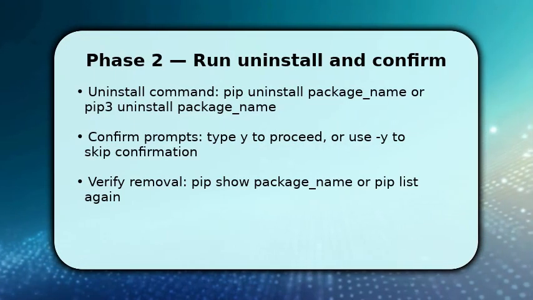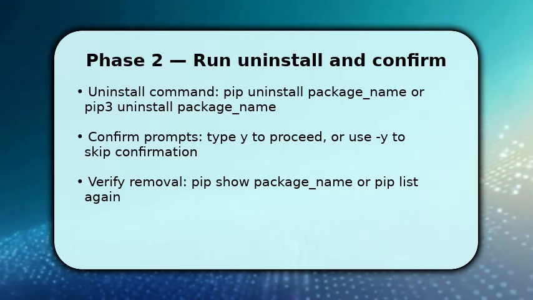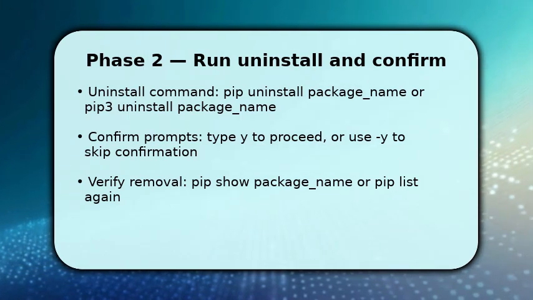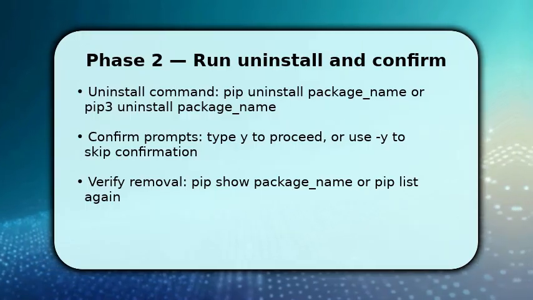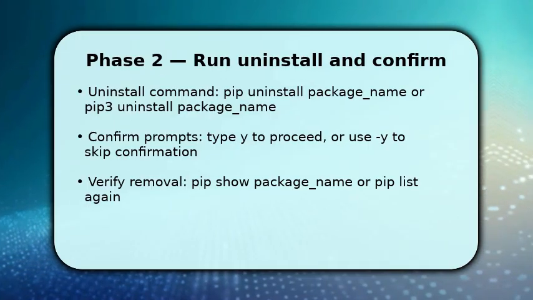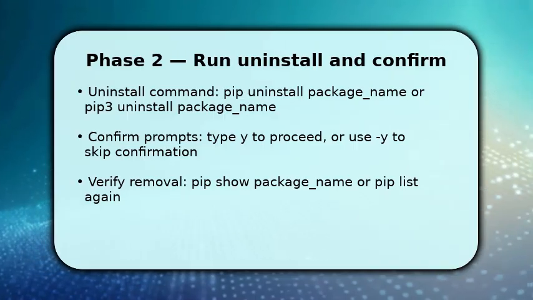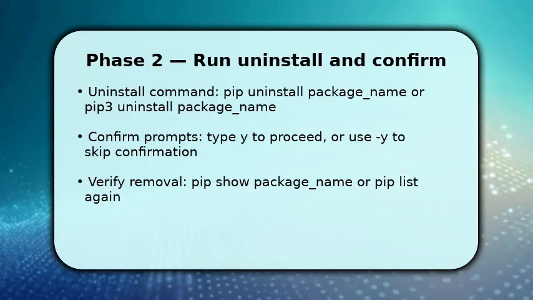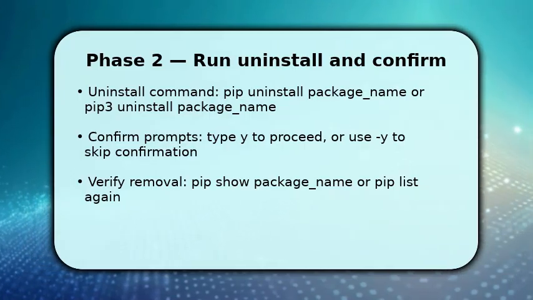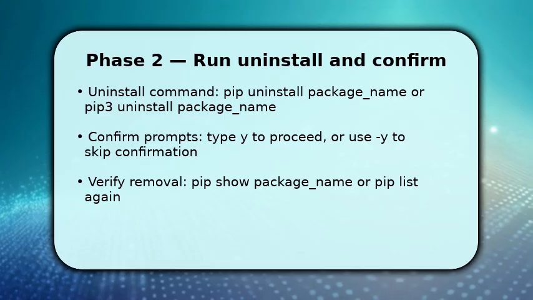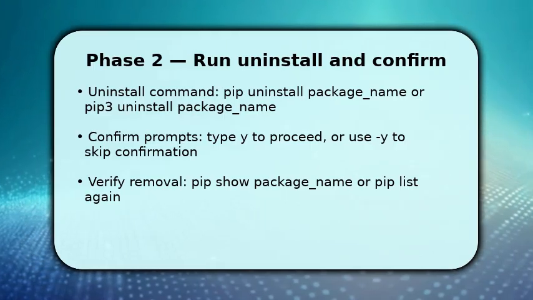You execute pip uninstall package-name to remove the library. This command deletes installed files and metadata. If a confirmation prompt appears, type Y or pass -y to automate. Once the command completes, run pip show package-name or pip list to confirm absence. If pip show returns nothing, uninstall succeeded.